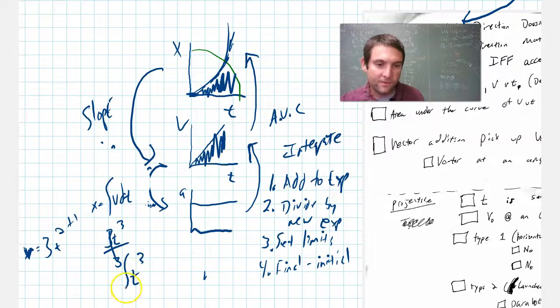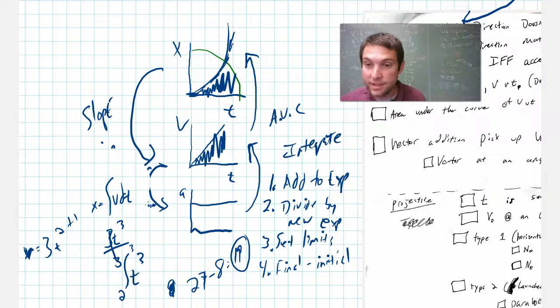Well, if we're looking for the change in position from 2 to 3 seconds, then we're going to plug in the final. So it's going to be 3 cubed, which will be 27, minus 2 cubed, which is 8, to give us 19 as our displacement for that 1 second.